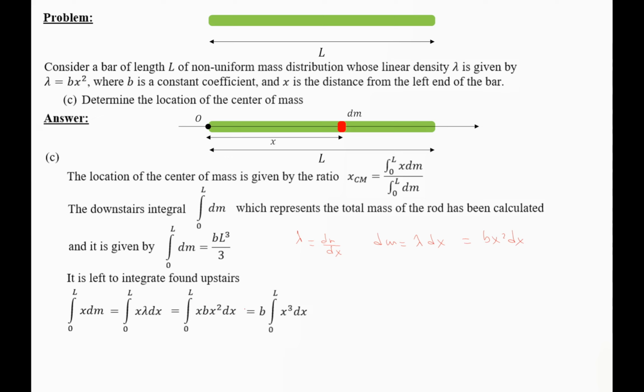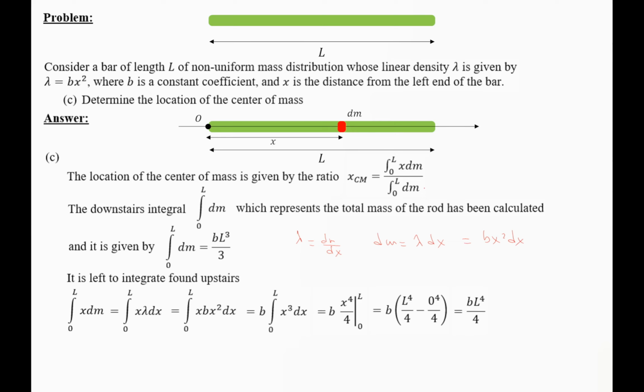Now we have x cubed. B is a constant and can be dragged out. Now x cubed would be x to the power 4 over 4, computed once at L and once at 0, and that would be bL to the power 4 divided by 4. Till this moment, we didn't compute the center of mass. We have computed the integral found upstairs, and already we know the integral found downstairs.